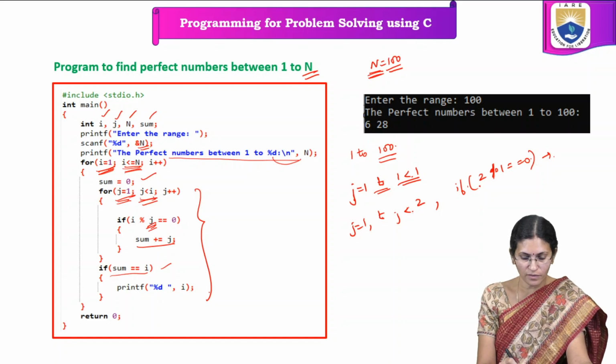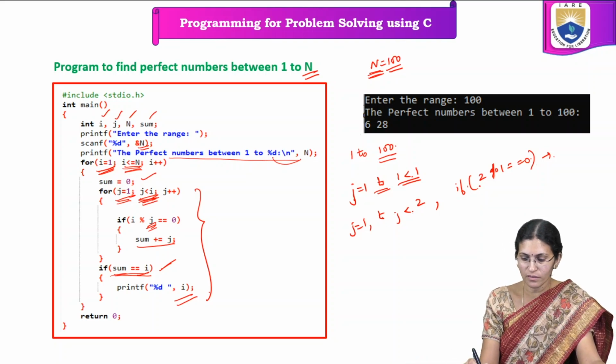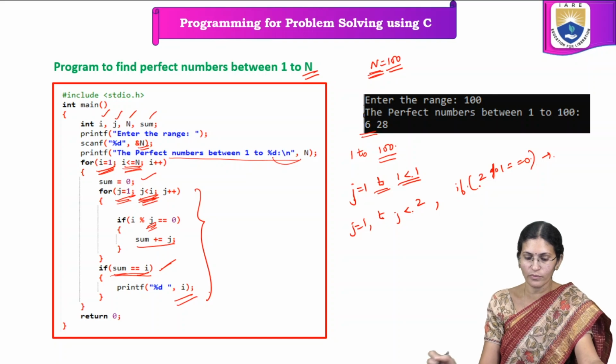So this statement will not be executed. Hence it will come out of this loop. If sum is equal to the number, then after that it will check this condition. If it is true, then this line will be printed. In this way, let us see when the given number is, so if I is equal to 6 now.